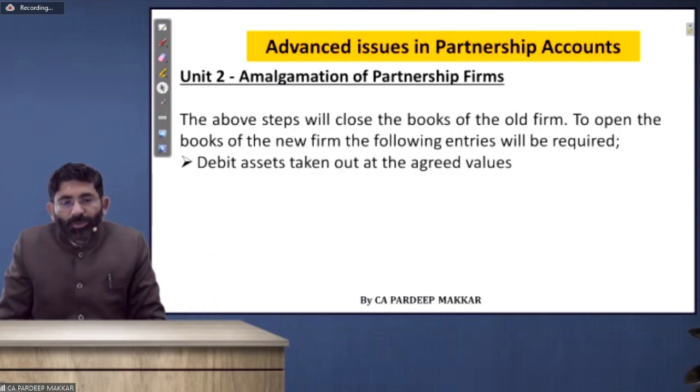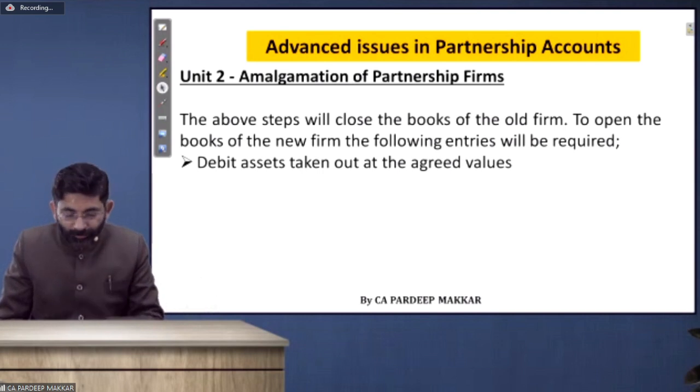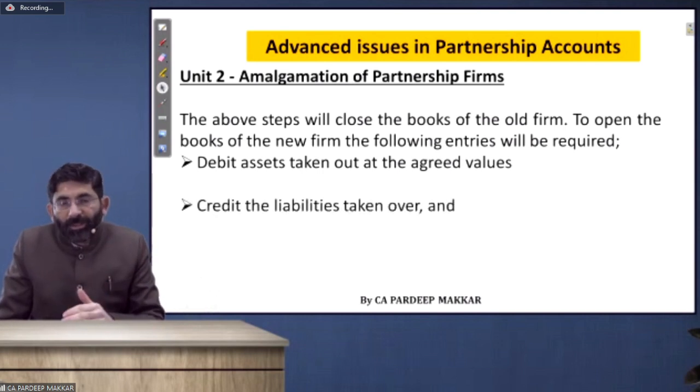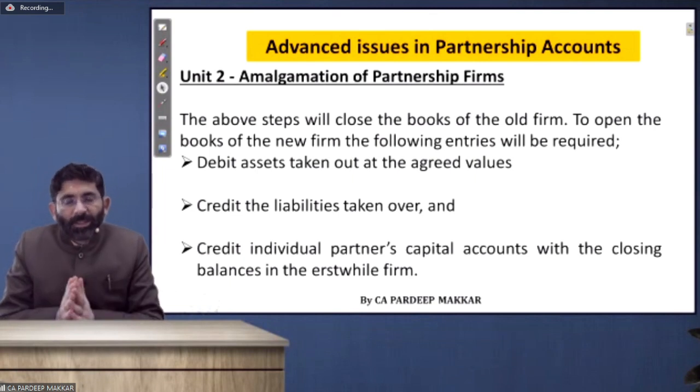And in the books of the new firm, obviously assets come. So he will debit assets at their agreed value. Even if he has received goodwill, that will be debited also. Then liabilities will be credited as normal because he is taking over the liabilities. And then partners' capital accounts. He is taking over the partners, hence partners' capital accounts will also be credited in the new firm's books.